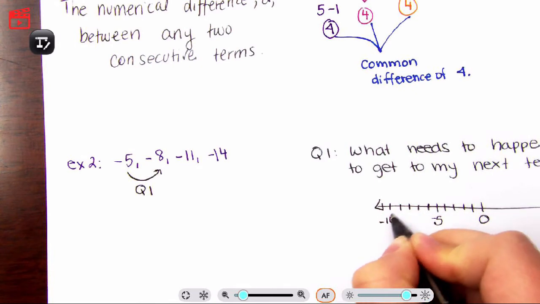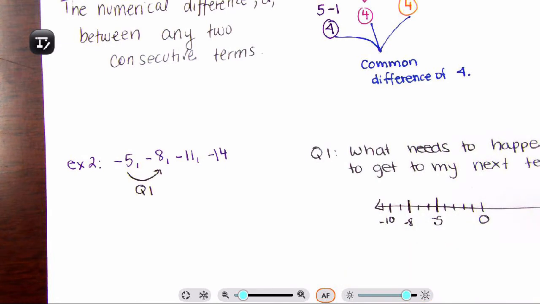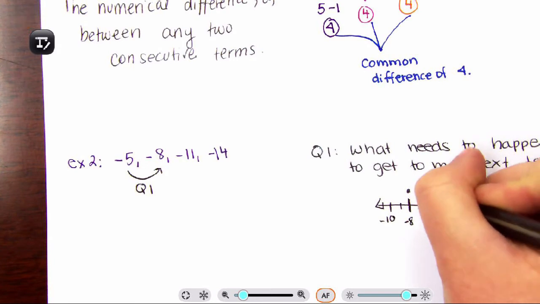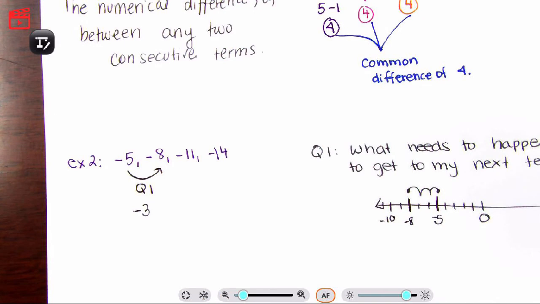There's negative 10 right here. So negative 8 is this one. Negative 5 is this one. So what needs to happen from negative 5 to get to negative 8? Well, I need to go to the left 1, 2, 3 jumps. So I need to go to the left 3 jumps.